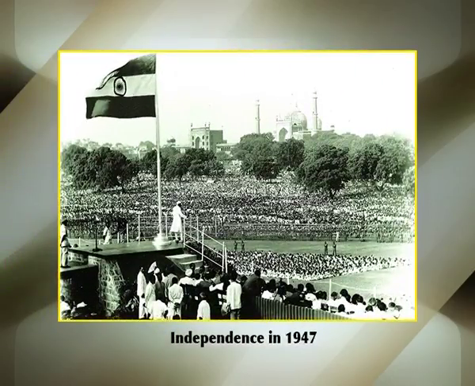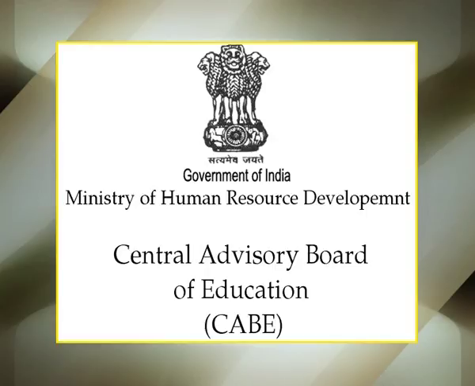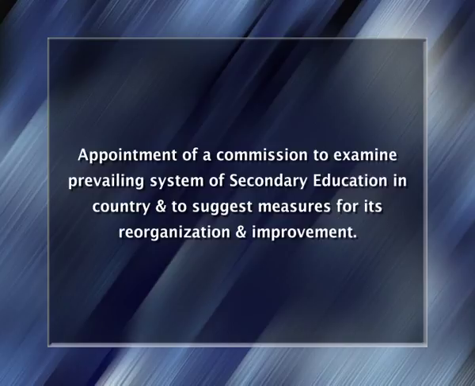After achieving independence in 1947, both the public and the government began to take keen interest in the development of secondary education. Meanwhile, with the attainment of independence, the political situation of the country also underwent a complete transformation. The Central Advisory Board of Education at its 14th meeting held in January 1948 recommended the appointment of a commission to examine the prevailing system of secondary education in the country and to suggest measures for its reorganization and improvement.